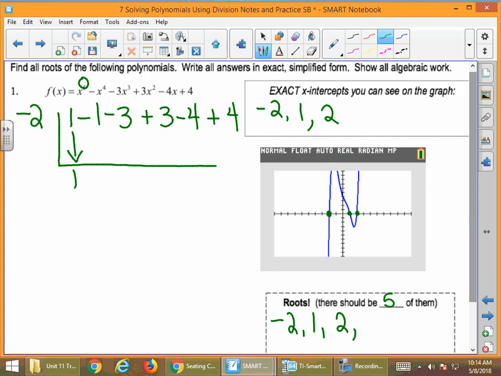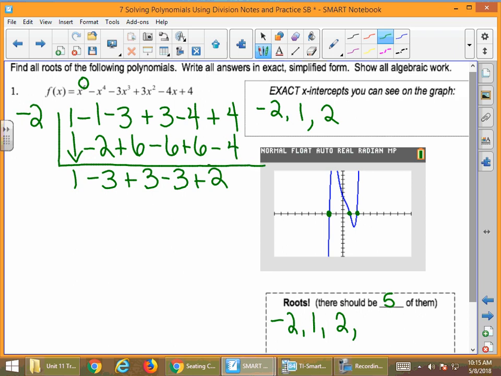We'll bring down the first term. Negative 2 times 1 is negative 2. Negative 1 minus 2 is negative 3. Negative 2 times negative 3 is positive 6. Negative 3 plus 6 is 3. Negative 2 times positive 3 is negative 6. 3 minus 6 is negative 3. Negative 2 times negative 3 is positive 6. Negative 4 plus 6 is 2. And negative 2 times 2 is negative 4.